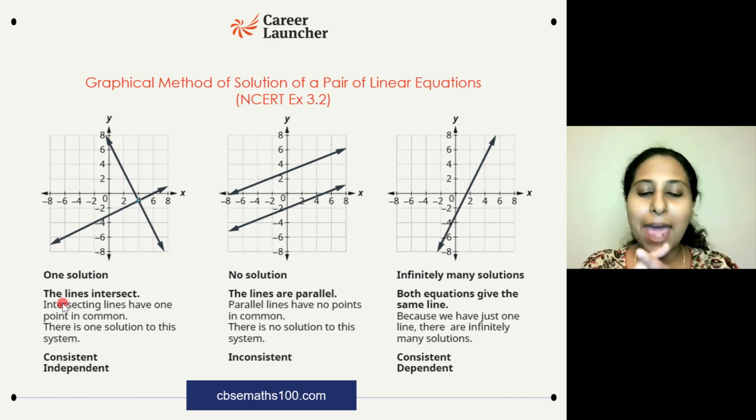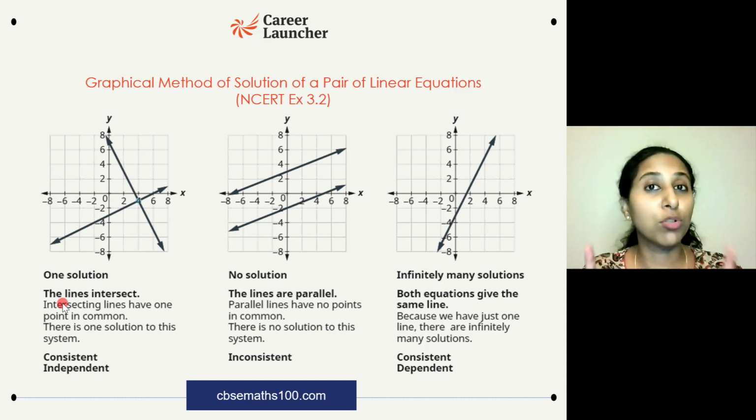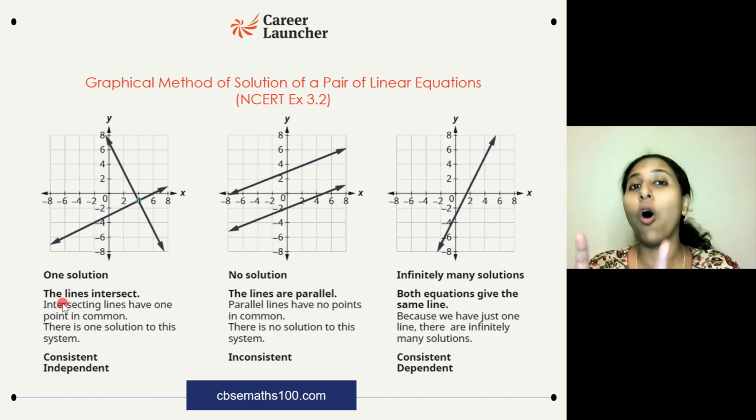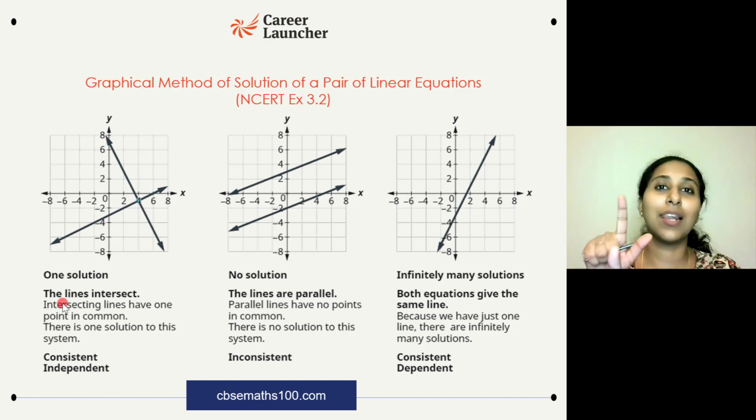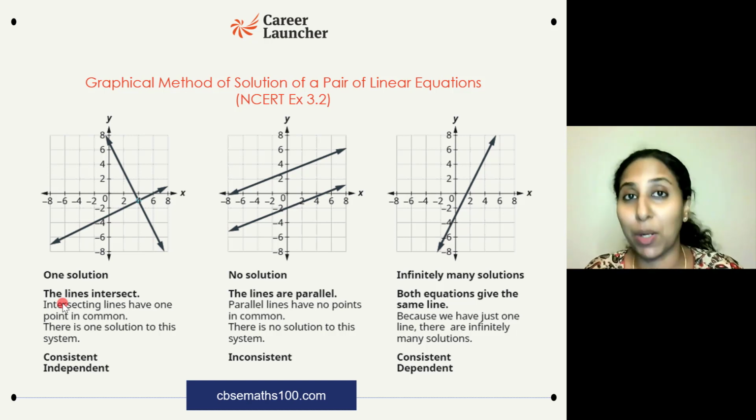When you're drawing a pair of linear equations in the XY plane, that means that you're having two lines. Now, two lines could be intersecting, they may be parallel, or they may be lying on top of each other, meaning they are coincident. Let's examine each of these conditions one by one.